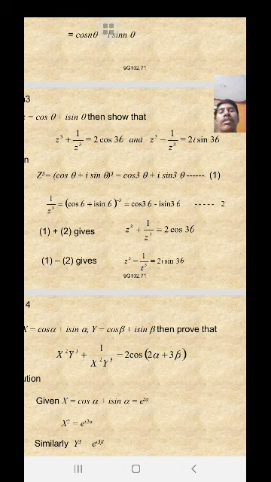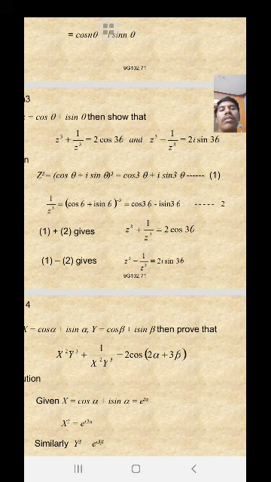Solution: z power 3 equals (cos theta plus i sin theta) whole power 3, that equals cos 3 theta plus i sin 3 theta from De Moivre's theorem. Consider this as equation 1. Next step, 1 by z power 3 equals (cos theta plus i sin theta) whole power minus 3.